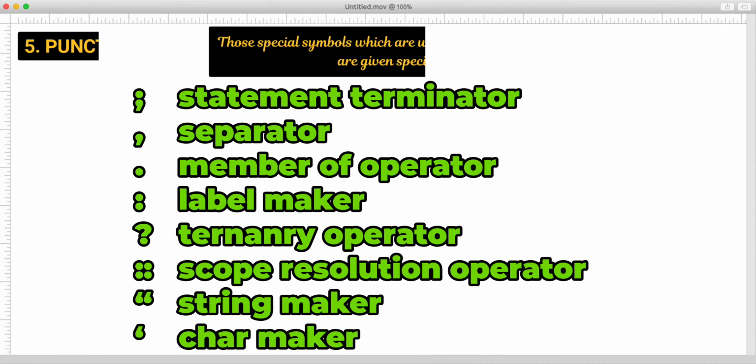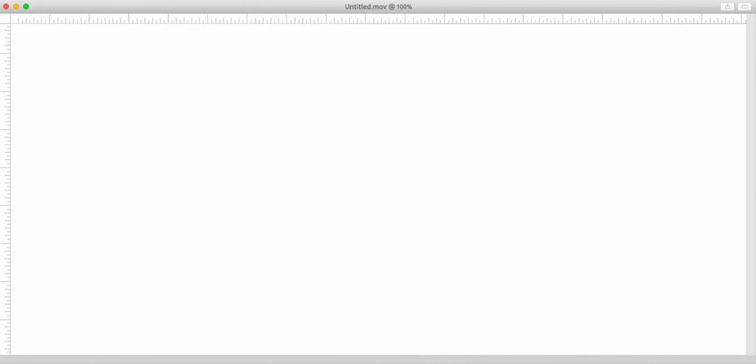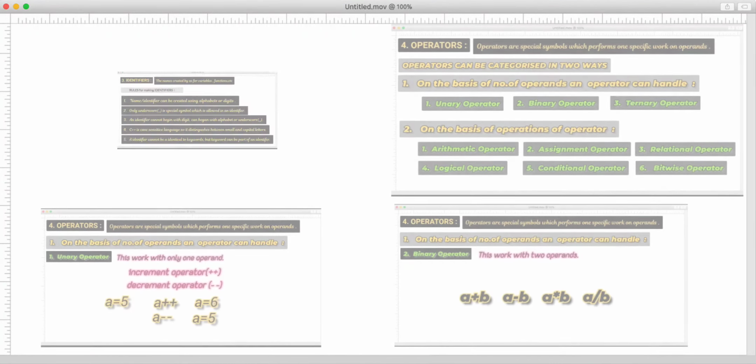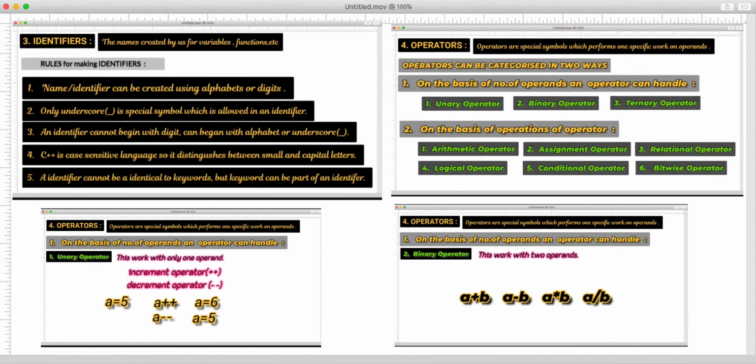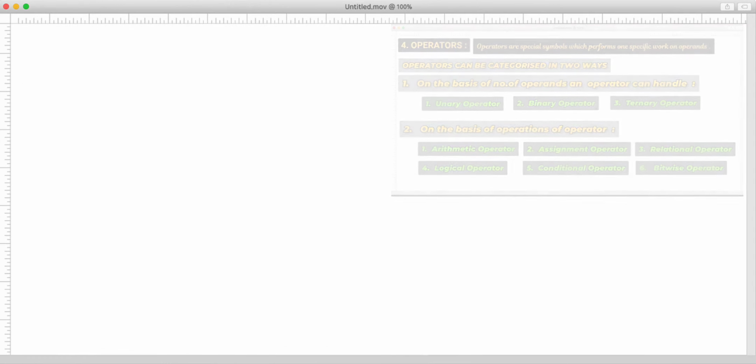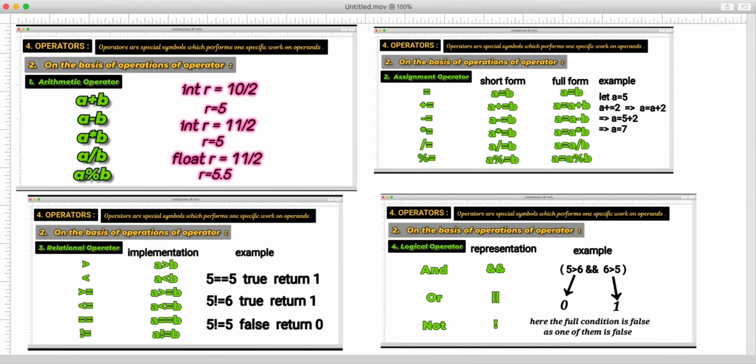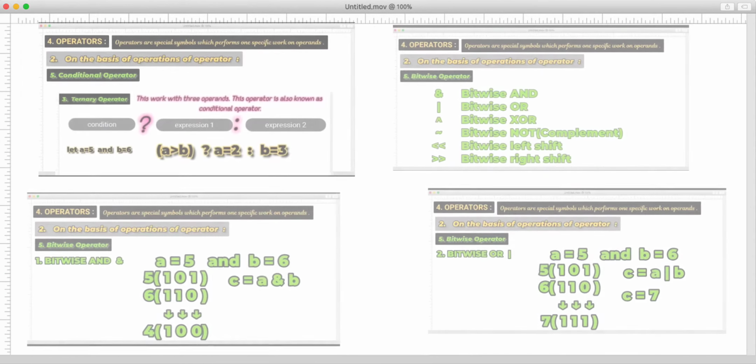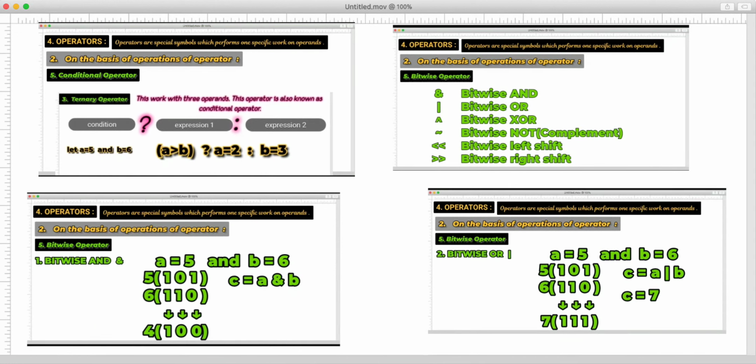So here is the end of our topic. Let us see what we have studied in this video. First of all, we discussed identifiers. Then we saw the set of rules for making identifiers. Then we saw operators, and the types of operators in detail.